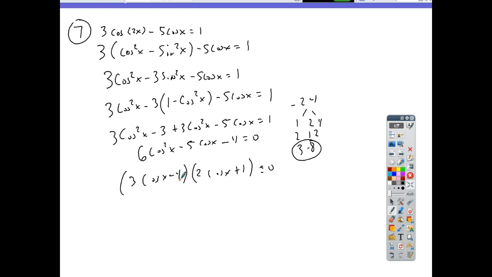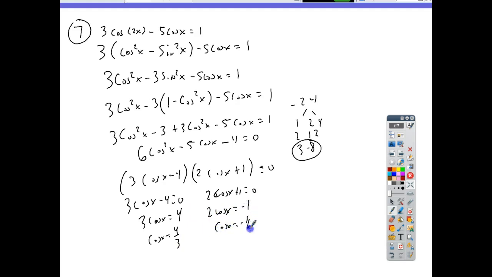And set those equal to 0 now. Set them each equal to 0. And then move. Okay, we'll start with the first one. So move the 4 over. 3 cosine x equals 4. And then divide by 3. Cosine x equals 4/3. And then for the other one, we move the 1 over. 2 cosine x equals negative 1. Divide out the 2. Cosine x equals negative 1/2.